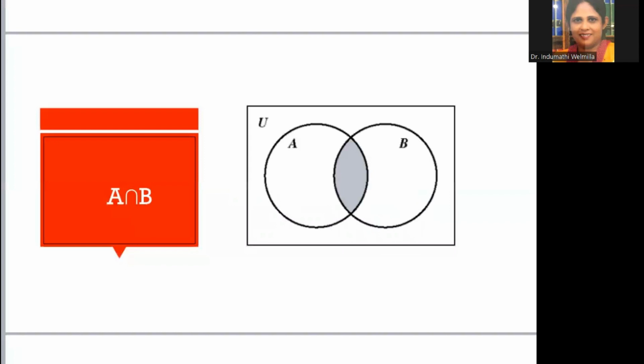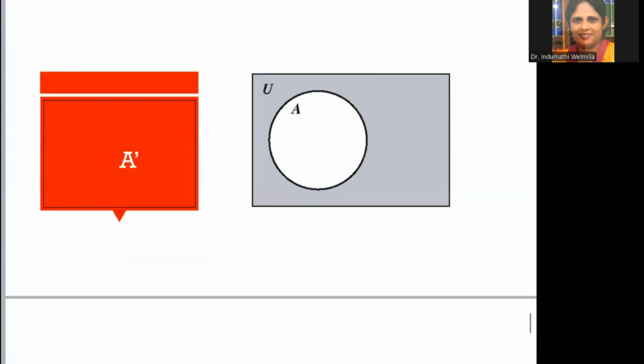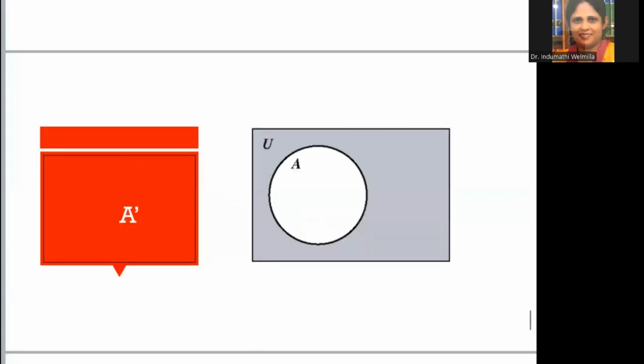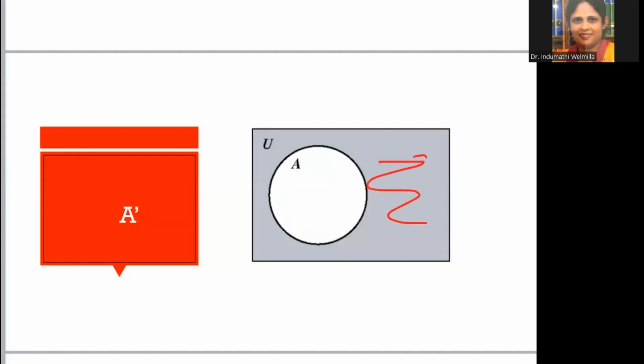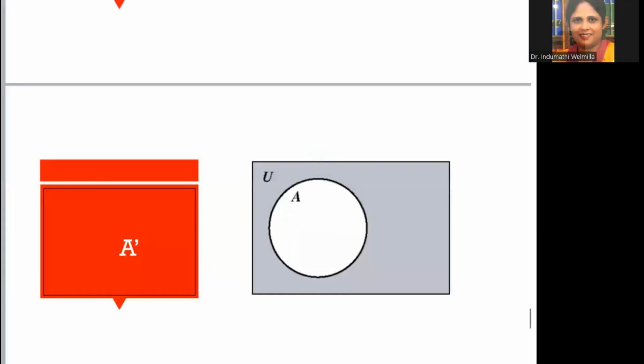Yes, complement of a set, right? You can see if our considered set is A, then the complement of it is equal to this colored area. You can see the colored area is here, this part. This is the colored area. Before I move to the summary, I need to explain some more things for you.